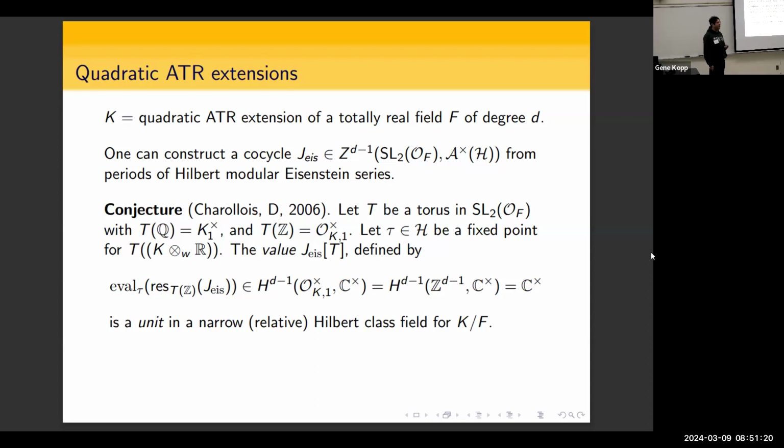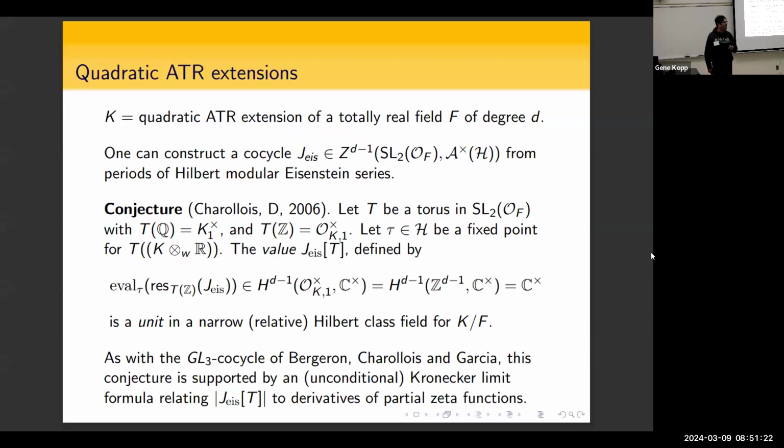So this was a framework that was reminiscent of complex multiplication, where you would take K to be a CM extension, and then you would just evaluate a modular function at some CM point. Here, we're evaluating instead a D-1 cocycle. And again, in this case, we had a Kronecker limit formula, which was already somehow implicit in Pierre Charolois' PhD thesis, which relates the absolute values of these invariants to derivatives of partial zeta functions.